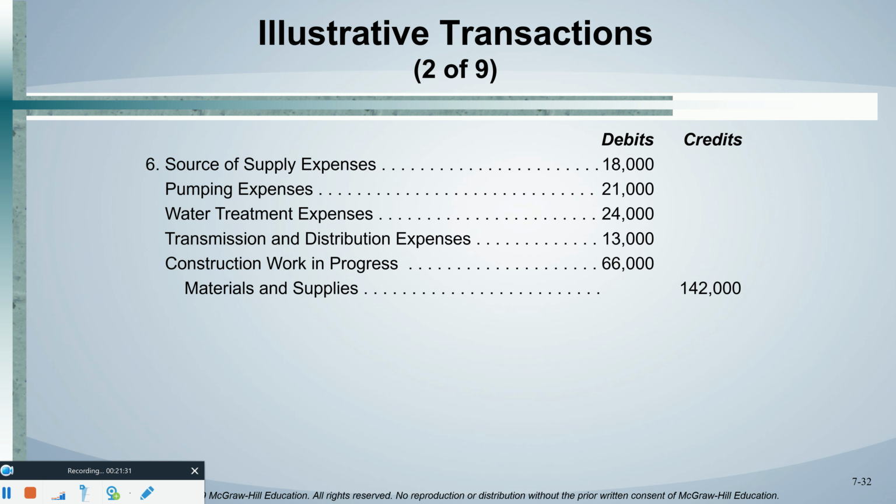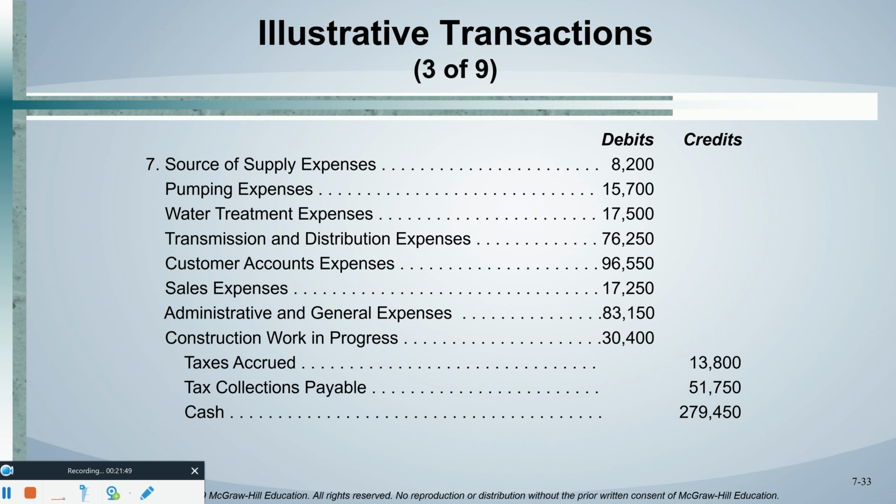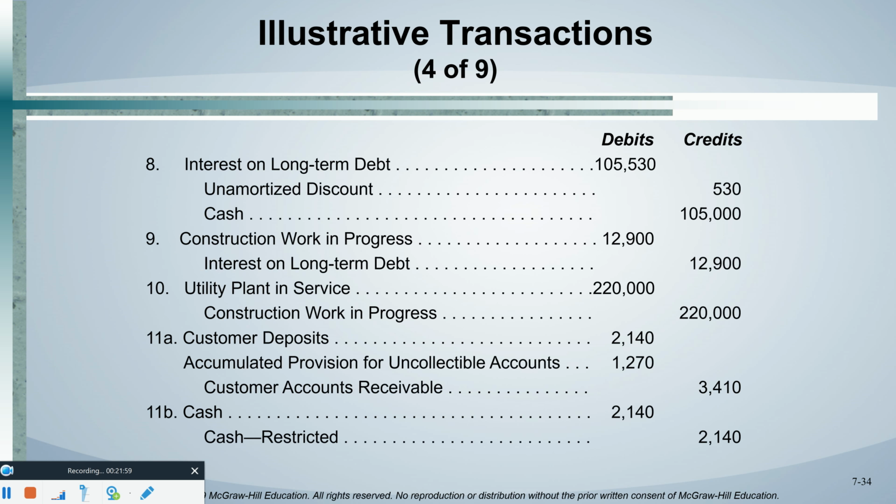Those supplies that we bought are now used. So we have the debit to the various expenses, but $66,000 of the supplies was actually used in a construction project. So we will capitalize that amount in the WIP account, work in progress, which is part of the fixed assets category. Journal entry 7, a whole bunch of expenses are paid in cash or accrued at the end of the period. No big deal.